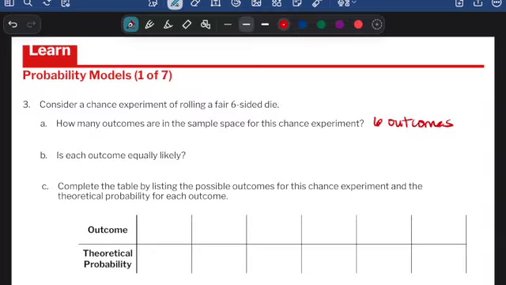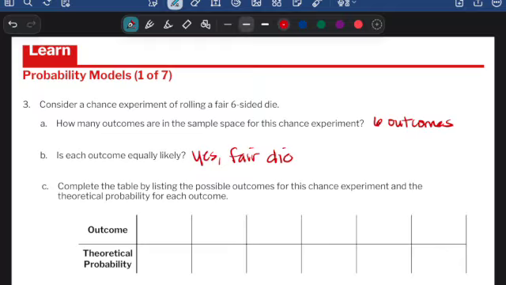I can roll a 1, I can roll a 2, a 3, a 4, a 5, or a 6. Is each outcome equally likely? Yes, it's a fair die, meaning it's not weighted. So each outcome, each number, is equally likely.